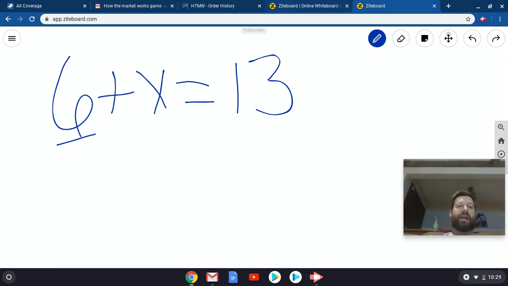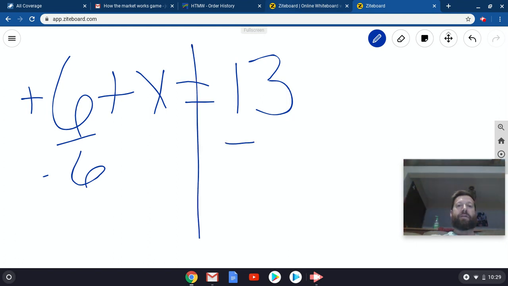This 6 does not have a symbol over here in front of it, but I know it's a positive 6 because it doesn't say negative 6. So the opposite of positive 6 is negative 6. So since I did it on the left side of this equal symbol, I need to do that on the right side as well.